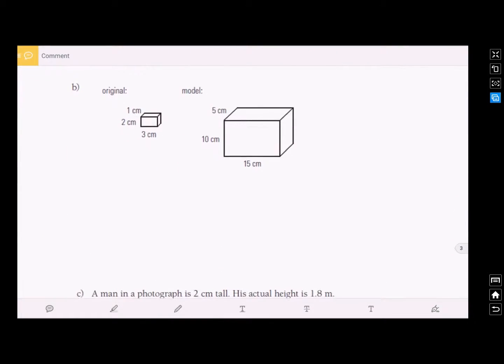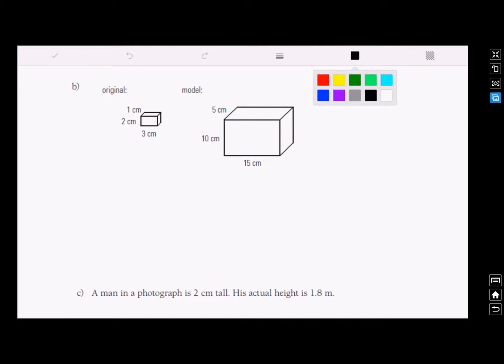Alright, so here's another one. Here we have a box. There's an original size, and then there's the model size. Alright. So our scale statement is going to be model divided by original. Now notice there are 3 different sides we could use, 1, 2, 3, and those correspond to different sides on the model. It doesn't matter, since this is a scale drawing and doesn't say otherwise, everything should be to scale.